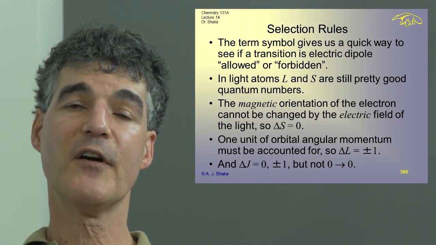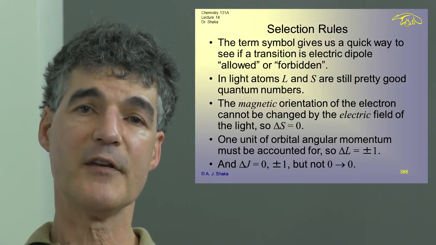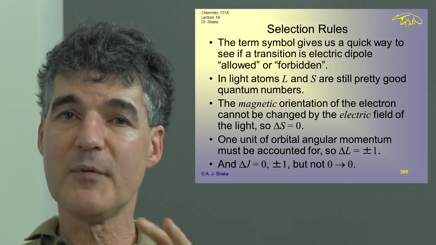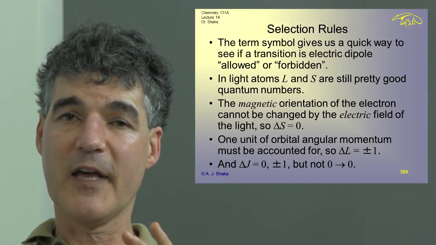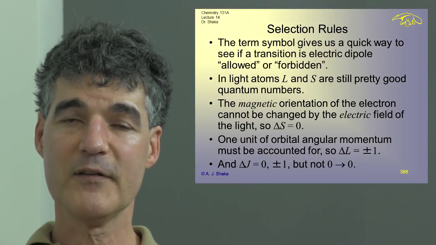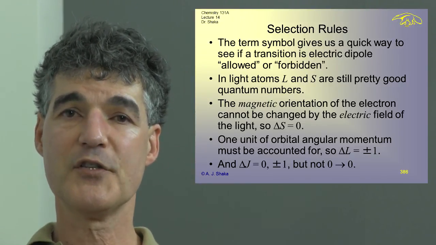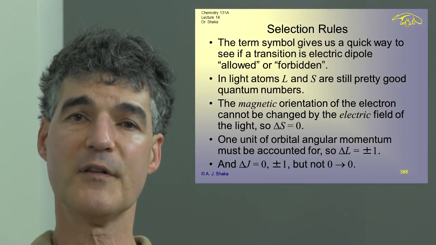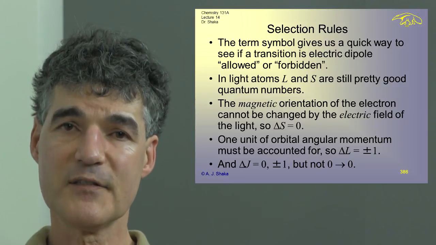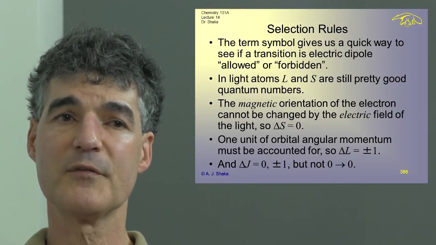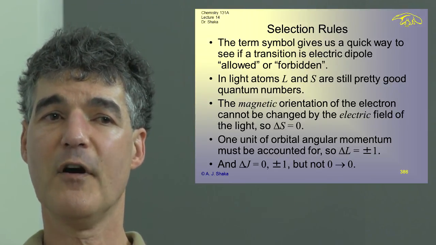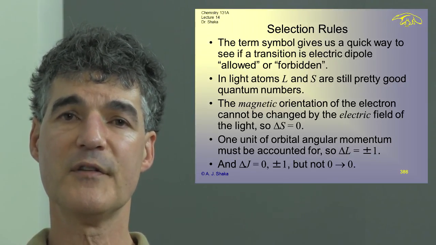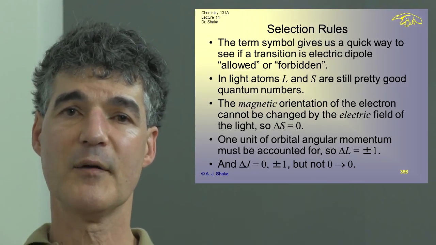However, if J starts at 0, we can't terminate at J equals 0 because then it's impossible to satisfy the delta L selection rule as well. So in that case, we get shut down. So those are the electric dipole selection rules in terms of the term symbol. Delta S is 0, delta L plus or minus 1, and delta J is 0 or plus or minus 1. We'll explore in the next lecture how we can use this notation to analyze some of these spectra.